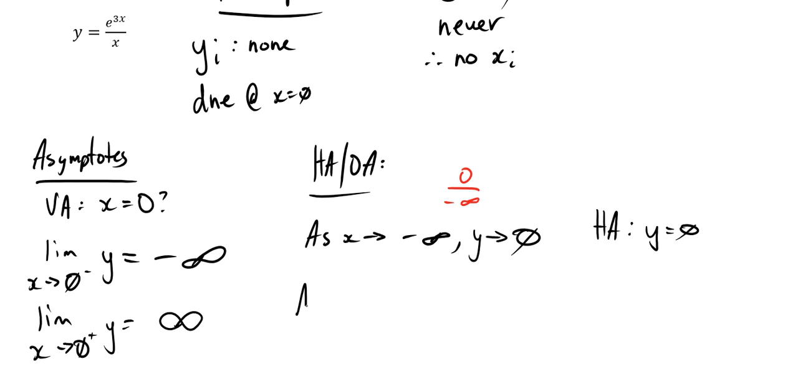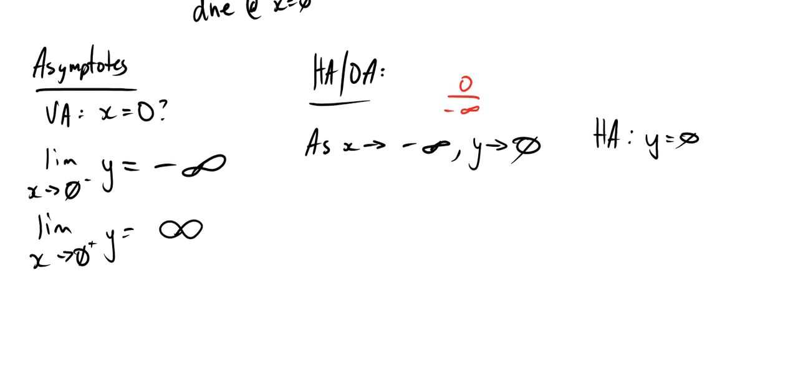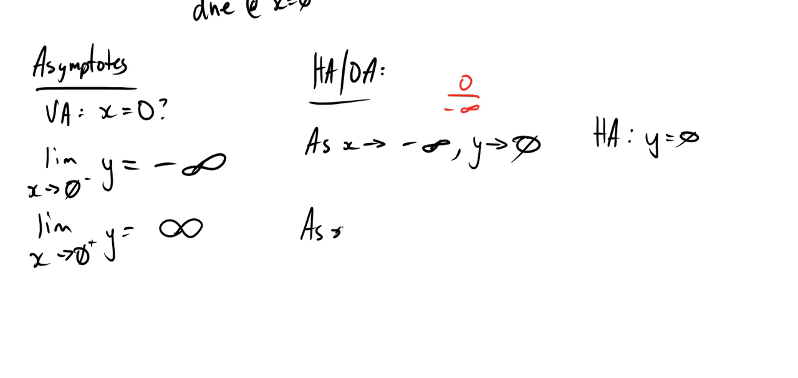And then, I might want to leave a little bit more space here. What happens as x goes to positive infinity? And this is where you've got to look at this balance. So I've got e to the 3 infinity on top. That's going to get really big really fast. And I've got x on the bottom, which is going to get big like this one. But which one's going to take over?